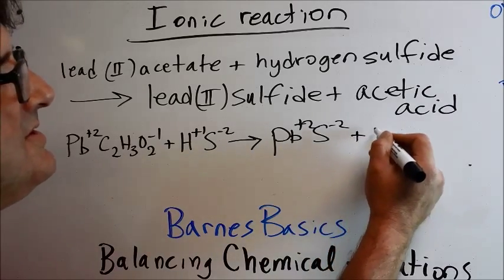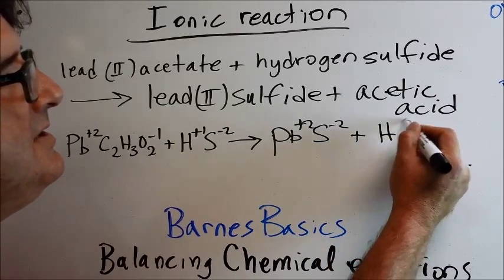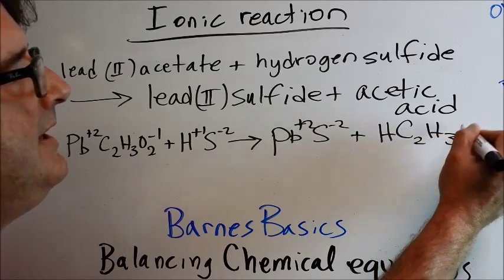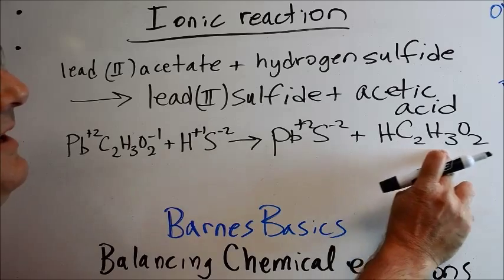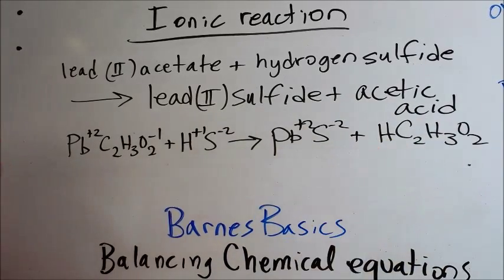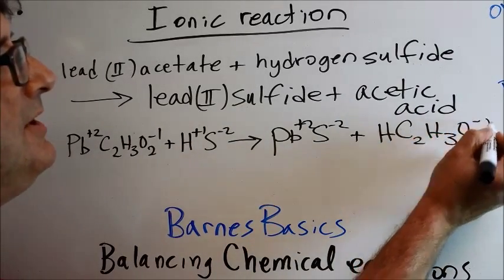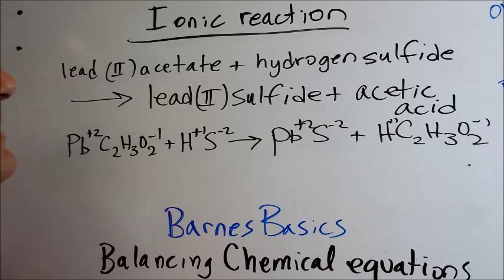And the other product is acetic acid, which is HC2H3O2. Now, if we know that acetate is C2H3O2 -1, all it takes is to put a hydrogen that's +1 with it to get the acid version of it. This is also probably downloadable on a common acid and base sheet, which you should get and make some note cards. I think that's a good idea.